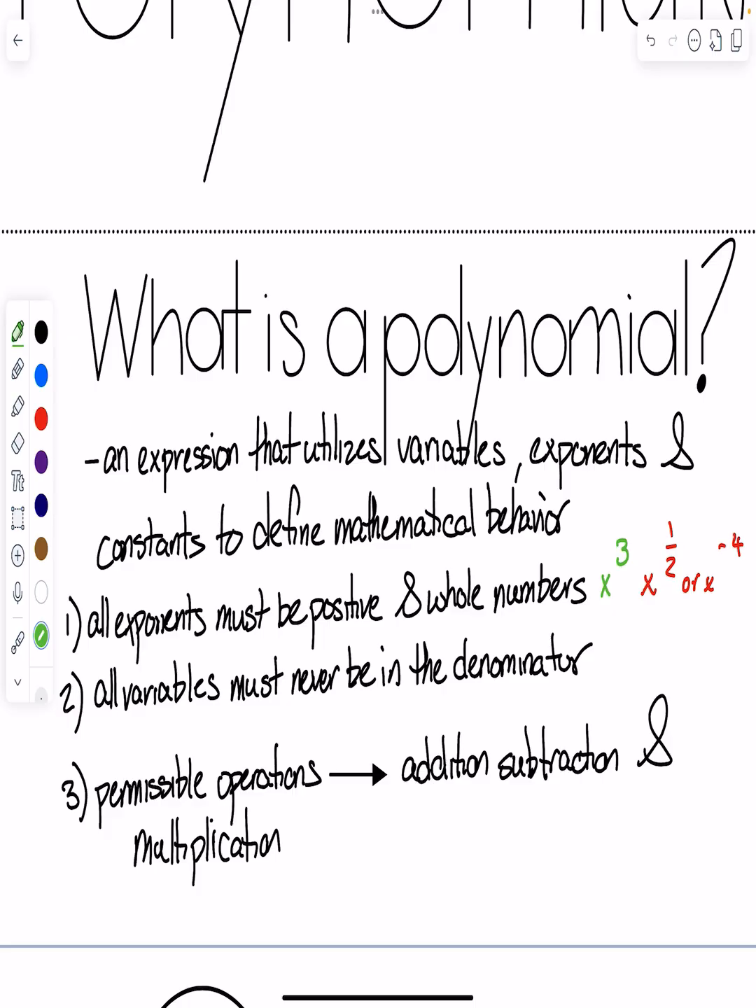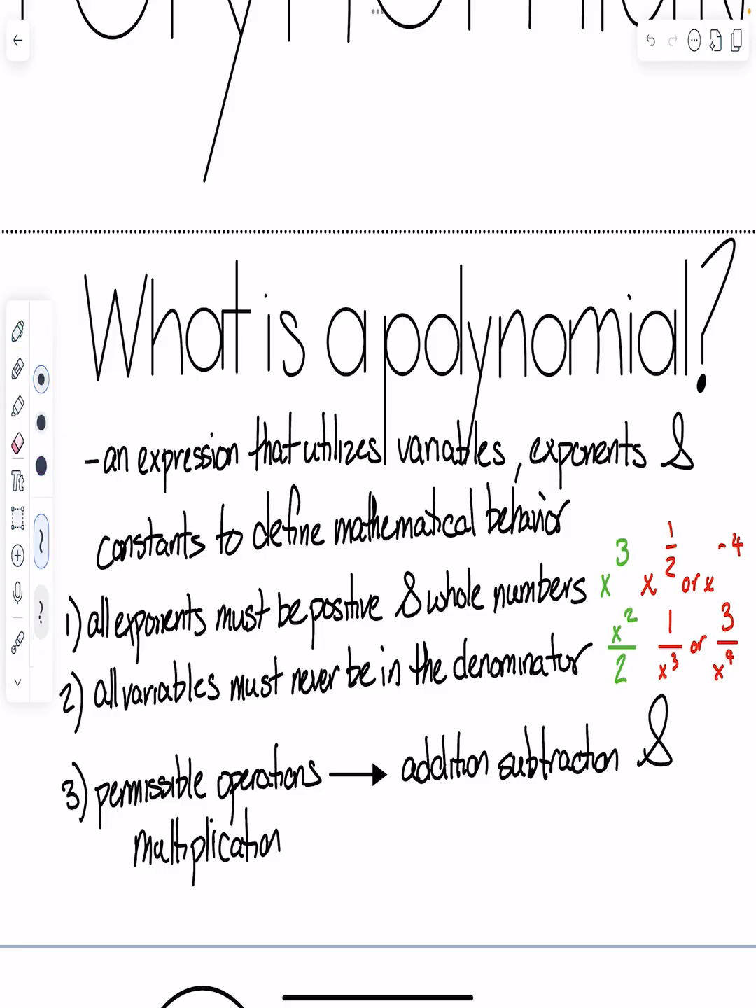All variables must never be in the denominator. So if I had this, for example, this is permissible, right? Notice that my variable is in the numerator, so that is acceptable. However, if I had 1 over x cubed or 3 over x to the power 4, these two examples are impermissible. Notice that my variables are in the denominator.